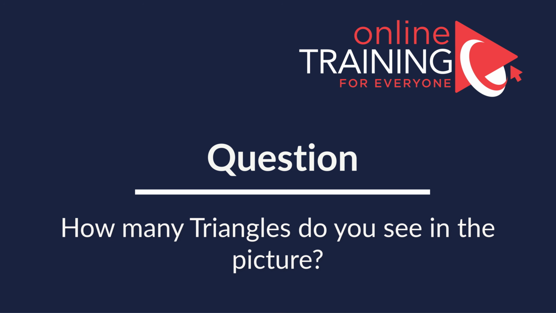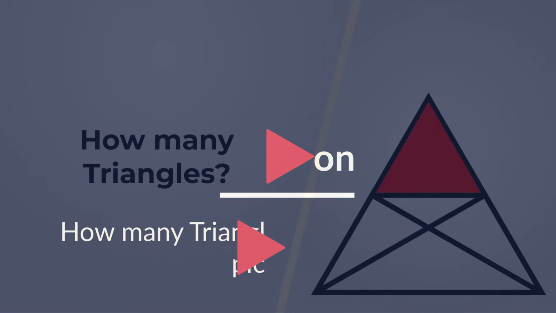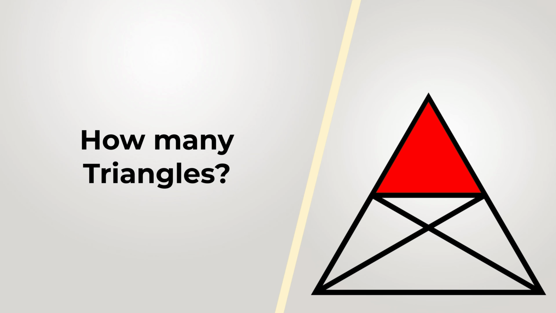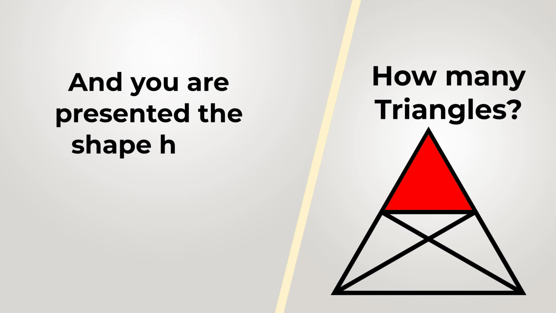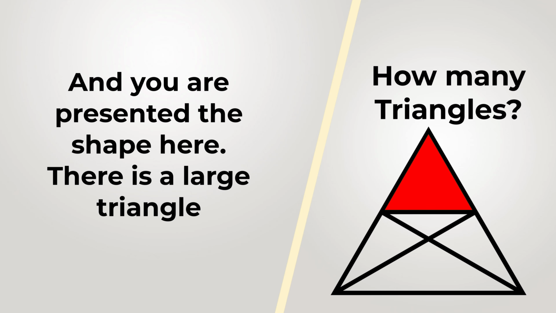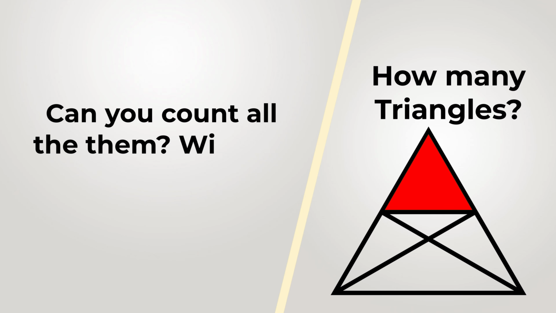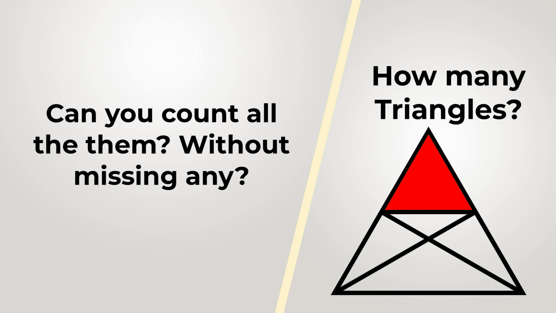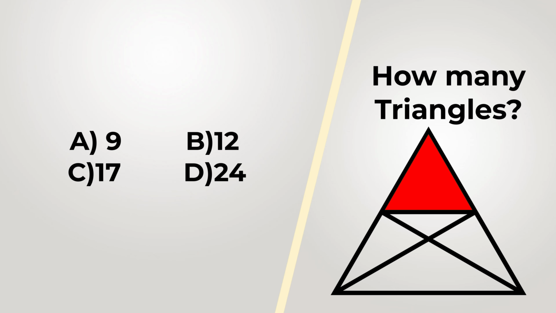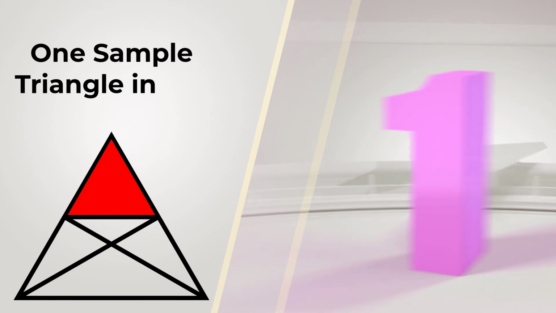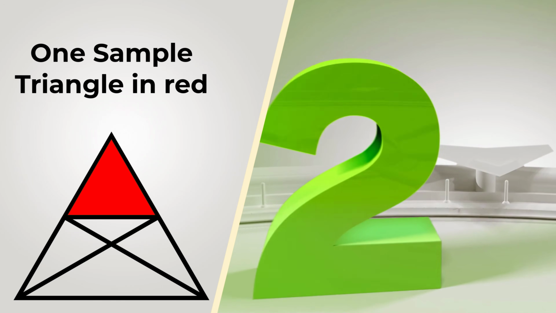This is one of my favorite questions, and there is a very high chance that you will get it on the assessment test. How many triangles do you see? You're presented with the shape on the left. There's a large triangle, and there are also lines inside of this large triangle. You have 4 different choices. Choice A, 9 triangles. Choice B, 12. Choice C, 17. And choice D, 24. One triangle is highlighted in red, but there are a lot of other triangles.